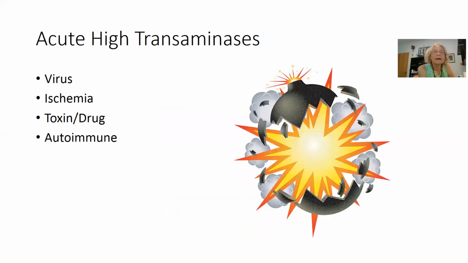So what is the differential for really high transaminases? It's actually pretty limited. It includes acute viruses, ischemia. So if you are hypotensive, have an arrest, or for some reason don't get good blood flow to the liver, you can get this. Drugs and toxins can do this, and autoimmune hepatitis can do it as well.